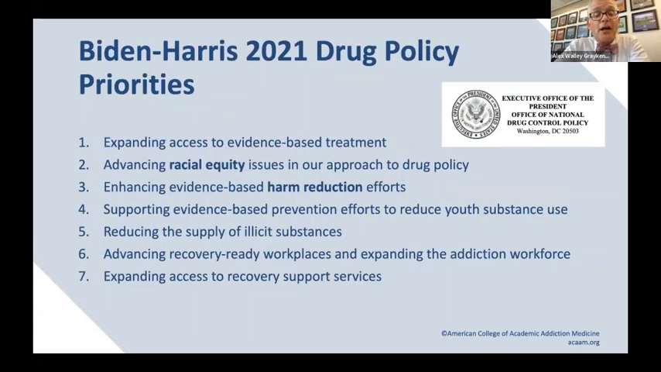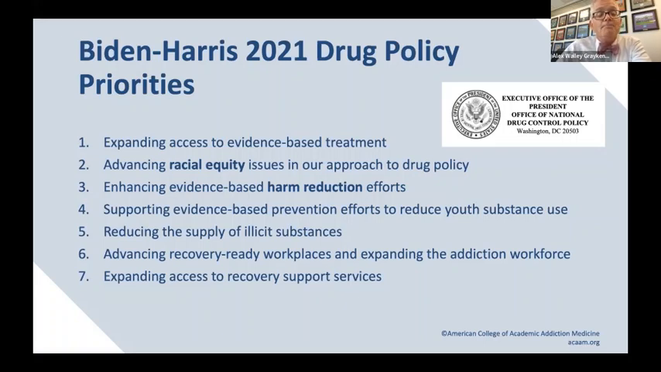Harm reduction for the first time has been specifically named in the federal drug policy priorities of the Biden-Harris administration. And so here are the 7 focus areas of drug policy. And you can see number 3 is enhancing evidence-based harm reduction efforts. And there's been evidence-based harm reduction efforts for quite some time, but this is really the first time that the federal government has been so explicitly supportive of harm reduction. And so this is a new dawn, I think, for many of us. I also have bolded here racial equity, advancing racial equity issues in our approach to drug policy. And this is also explicitly called for.